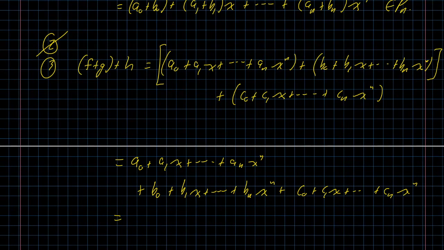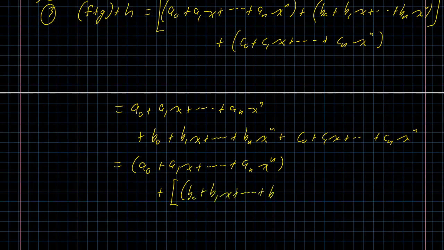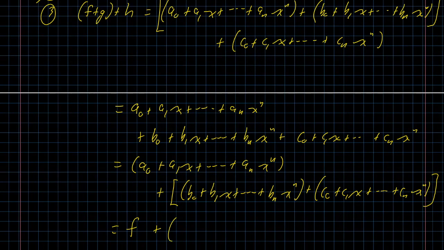And I can use the commutative and associative properties of addition on real numbers to put parentheses back in, before realizing that what I just did was rearrange this to get my polynomial f outside of the brackets and g plus h inside of the brackets.